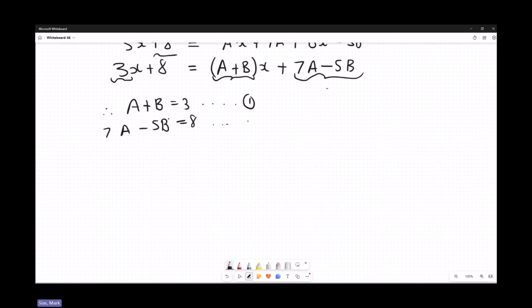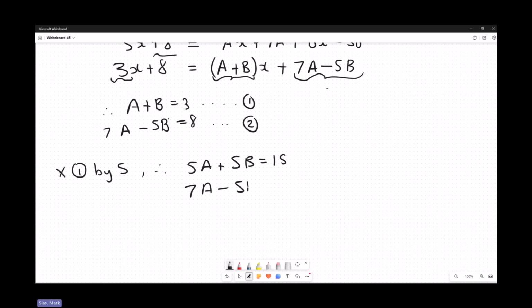This is equation 2. So I'm going to multiply the first equation by 5. Multiply equation 1 by 5. Plus 5a plus 5b is equal to 15. My second equation, I keep it. It's 7a minus 5b equal to 8.